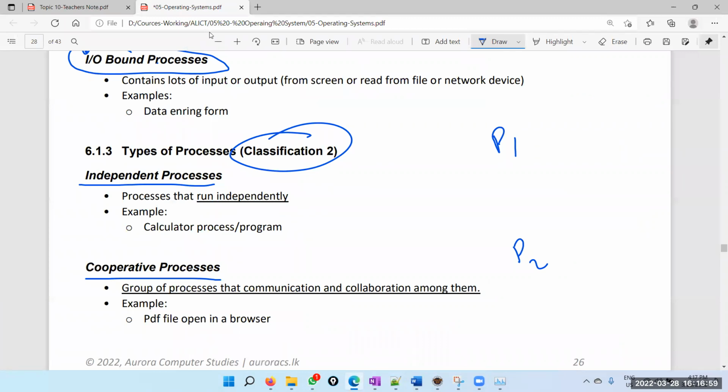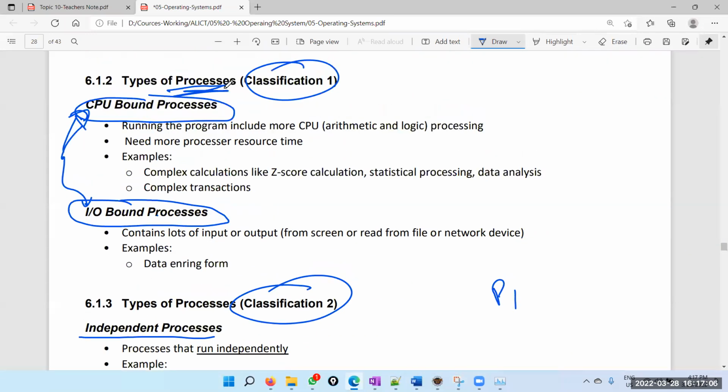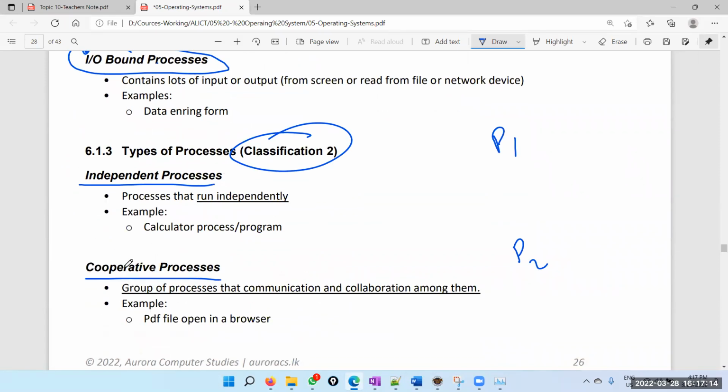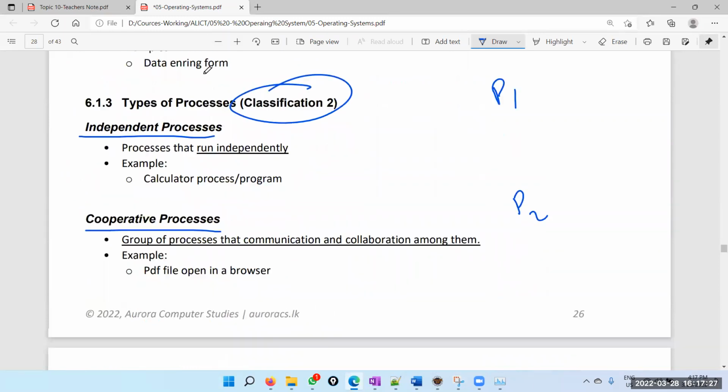But my Edge browser is running, and inside that, a PDF reader is also running. Then that PDF reader and my Edge browser are a cooperative process, because that PDF reader is running inside the Edge browser. So if they are highly cooperating, we say they are cooperative processors.